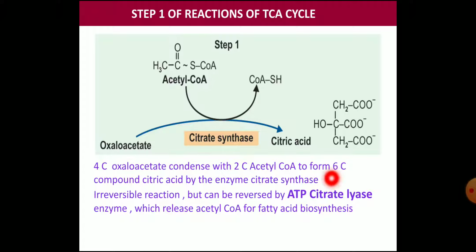You have studied fatty acid biosynthesis, right? There the starting material is acetyl coenzyme A. Here the source of acetyl coenzyme A can be like this also. The citrate is produced in the mitochondria, right? So the mitochondrial citrate goes to the cytoplasm, where it is acted upon by the ATP citrate lyase enzyme, and it releases acetyl coenzyme A, which can be used for the biosynthesis of fatty acid.